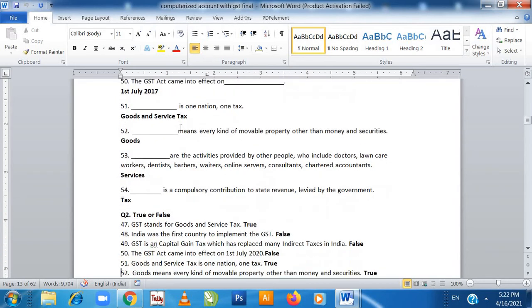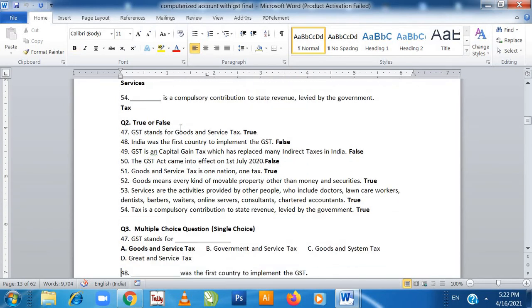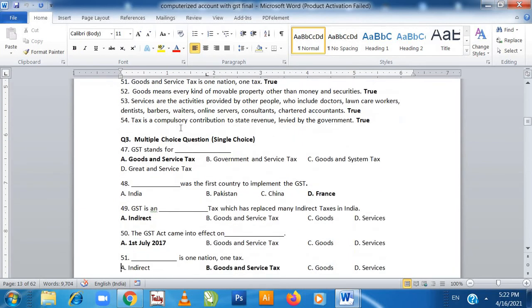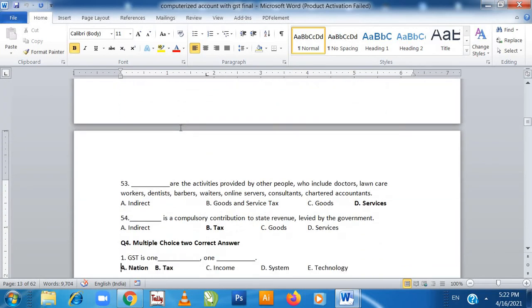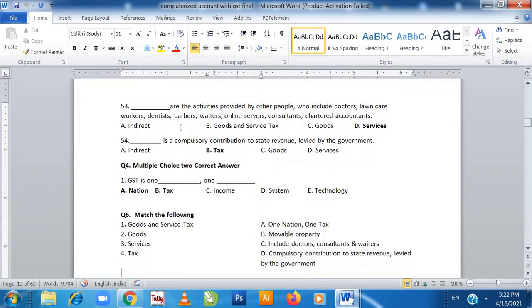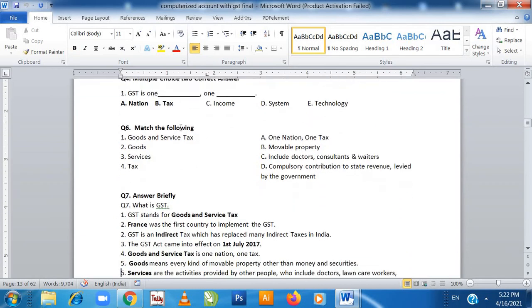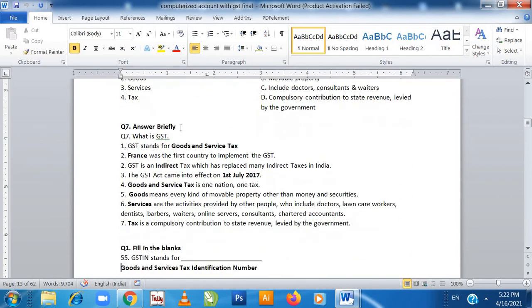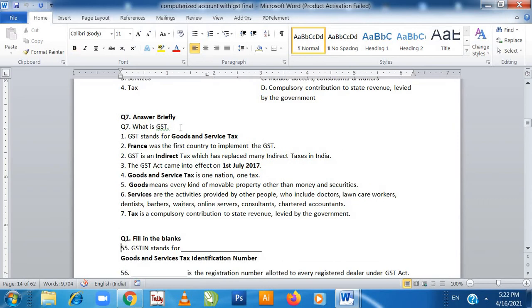Now here is the true or false. Here is the multiple choice question, single choice. Multiple choice, 2 correct answers. Match the following. GST question that we have discussed right now.